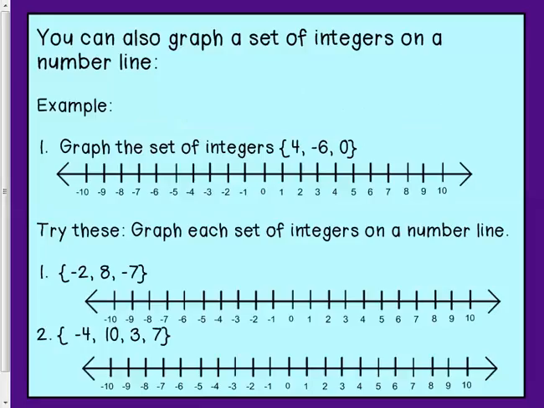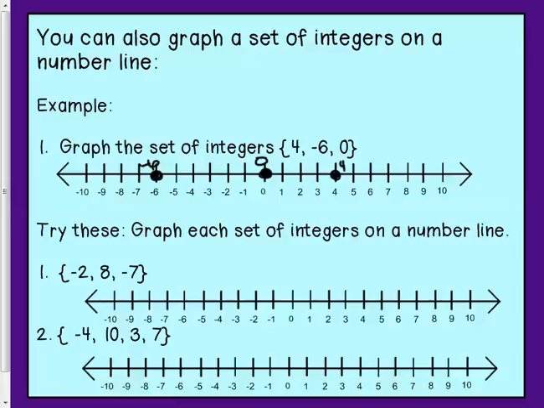You can also graph sets of integers. For example, if I wanted to graph 4, I would put a point here and mark it 4. If I wanted to graph -6, I would put it here and mark it -6. And 0 would be right here. Go ahead and graph these, and I'll be back in just a second to show you my work.